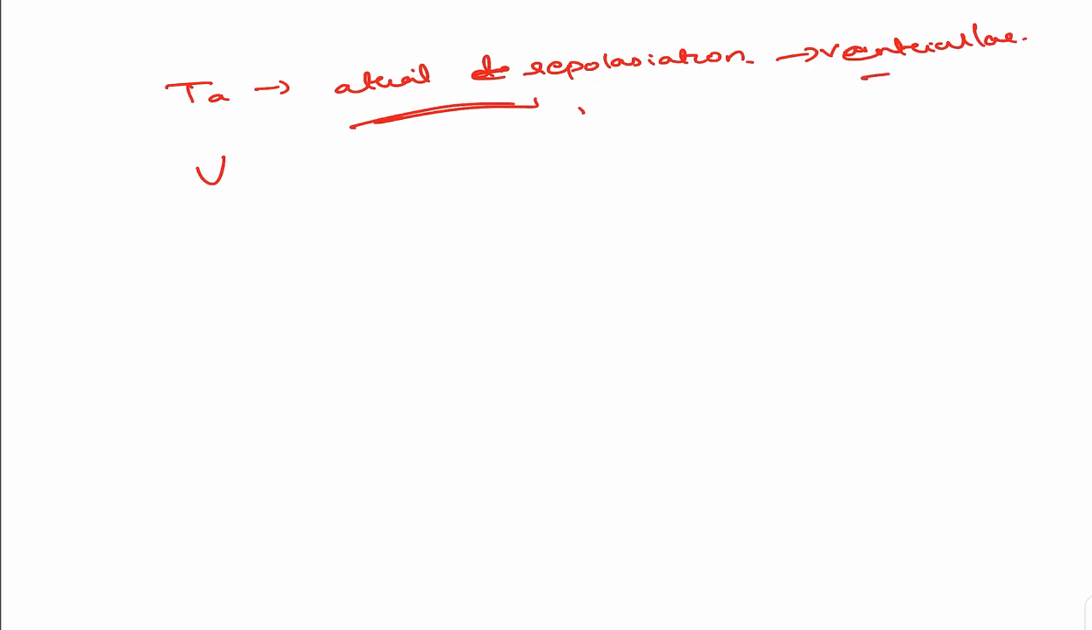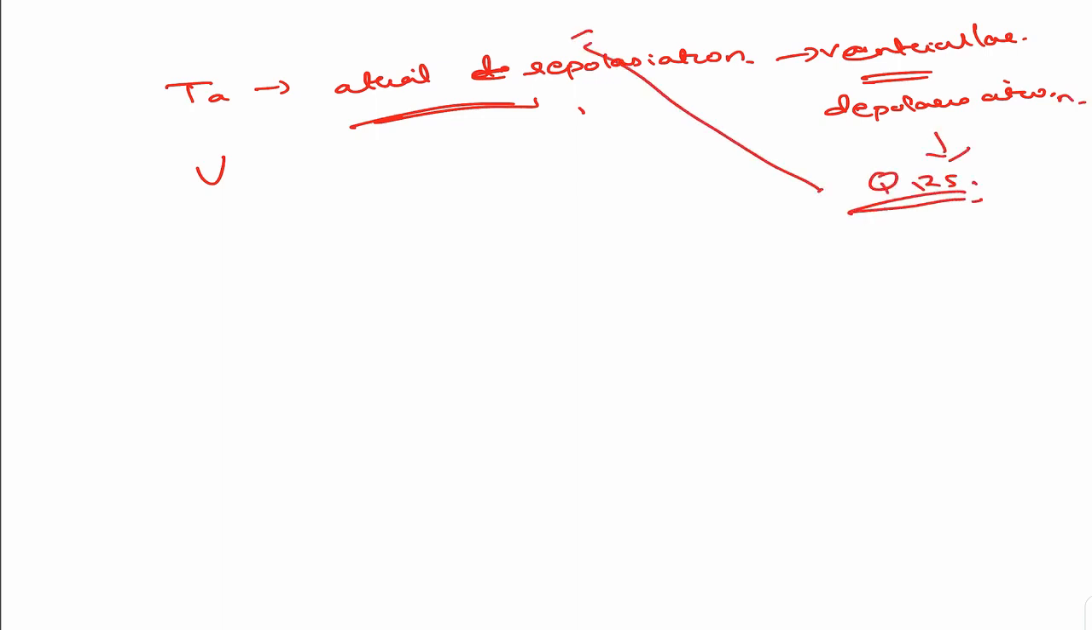TA is atrial repolarization. Now, atrial repolarization, that is negative deflections or negative charge being carried, is being masked by the ventricular depolarization. So this ventricular depolarization, or QRS complex, which you saw, is what is depolarization. So this masks the atrial repolarization because both occur simultaneously.